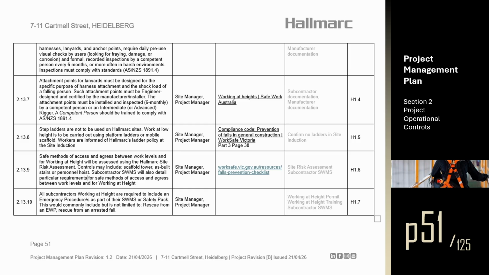Section 2.13.9. Safe methods of access and egress between work levels and for working at height will be assessed using the Hallmarc Site Risk Assessment. Controls may include scaffold tower, as-built stairs, or personnel hoist. Subcontractor SWMs will also detail particular requirements for safe methods of access and egress between work levels and for working at height. Section 2.13.10. All subcontractors working at height are required to include an emergency procedure as part of their SWMs or safety pack. This would commonly include, but is not limited to, rescue from an EWP and rescue from an arrested fall.